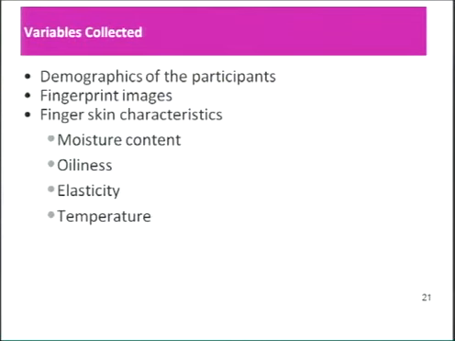So in terms of the variables that were collected for the study, we collected the demographics of the participants: age, gender, and their ethnicity, and what they would say is the wear and tear on their finger. Their own subjective criteria was used. We collected the fingerprint images from the 9 different sensors and collected the finger skin characteristics like I mentioned earlier.